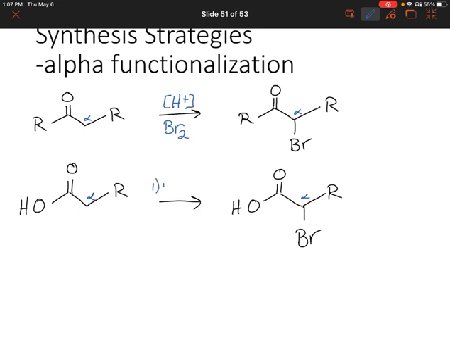So we would use Br2 and PBr3, so phosphorus tribromide, followed by water. Okay, so again, here we're just adding a halogen to the alpha position.